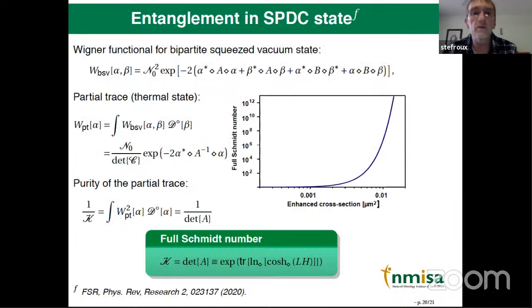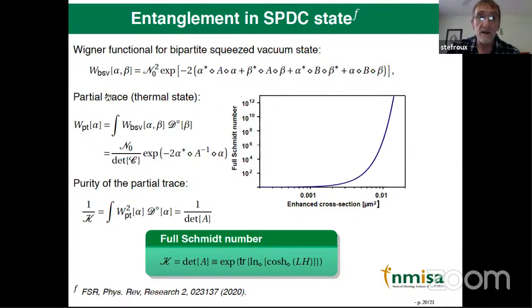So then I go to the entanglement and study the entanglement in the SPDC state. To do that, we have to look at a bipartite squeezed vacuum state. So we want to use some post-processing to make the signal and the idlers apparent. So in this case, alpha is maybe the signal beam and beta is the idler beam.